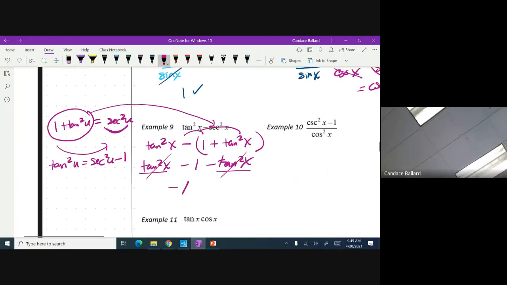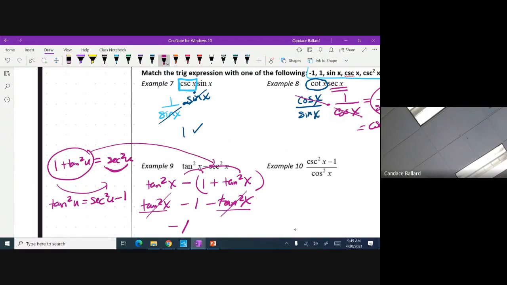Isn't that one of the things that was up here on that list that I wanted to get originally? Isn't it amazing that we took that thing that looked ugly, right? Tangent squared minus secant squared, and we got a -1 out of it. Okay. All right. We'll look at the next one.